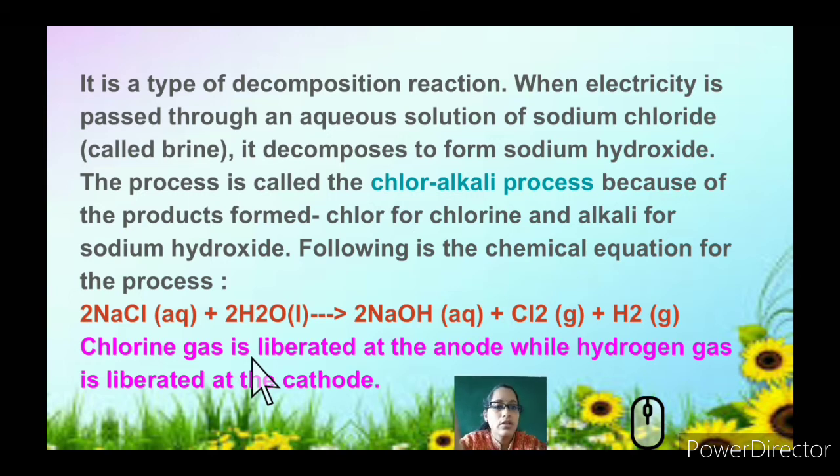chlorine is a halogen, it is negative in nature, so it is going to gain the electrons, and it is released at the anode. So it is an anion. Hydrogen gas is positive, that is, it is going to give the electrons. So where does it go? It goes to the cathode.